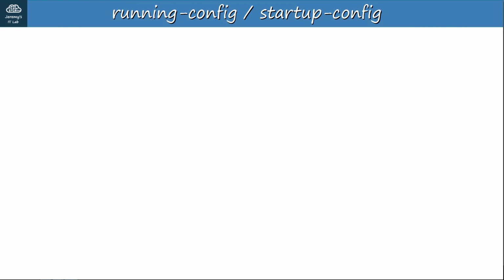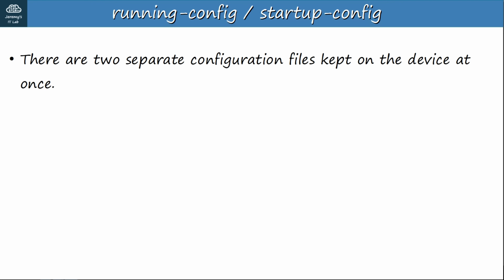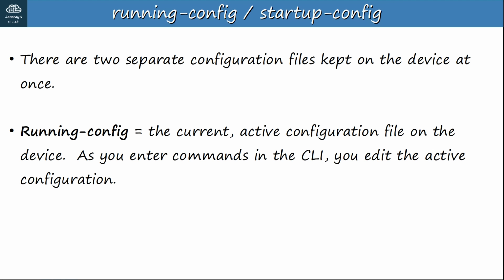We confirmed the function of the password, but let's take a look at the configuration file itself to check it. First, I want to explain the 2 configuration files kept on the device. As I said, there are 2 separate configuration files kept on the device at once. One is the running config. This is the current active configuration file on the device. As you enter commands in the CLI, you edit the active configuration.